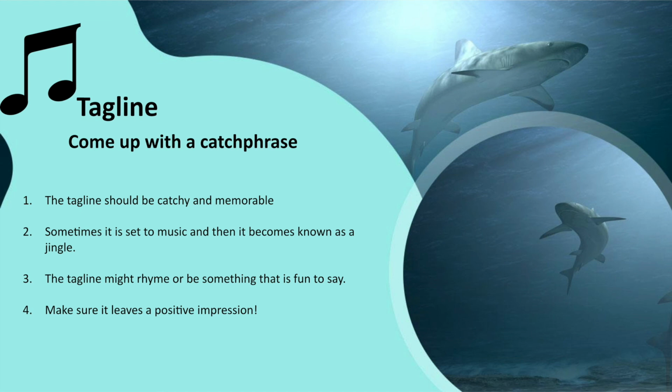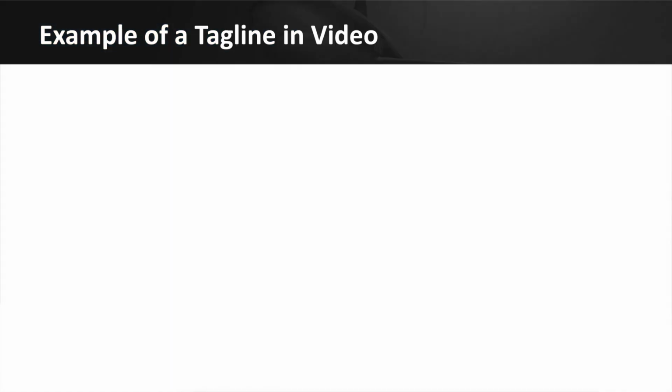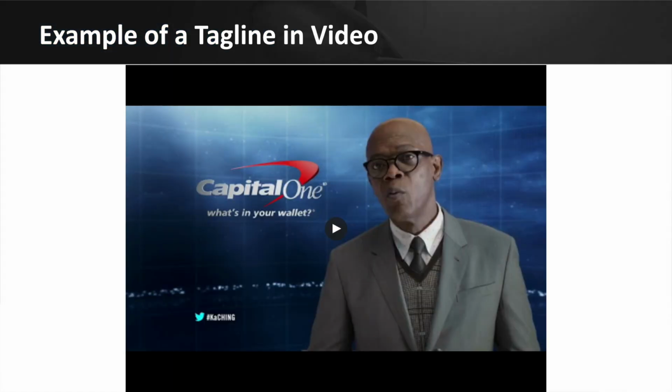So let's take a look at some examples. Here's a print example, and we have Odell Beckham Jr. catching the ball, and at the bottom is the very famous Nike tagline, "Just do it." This image shows his athleticism and appeals to you to buy Nike products to be just like him. Then we're going to take a look at some video examples. We have 4 quick slogans from well-known companies. Take a look.